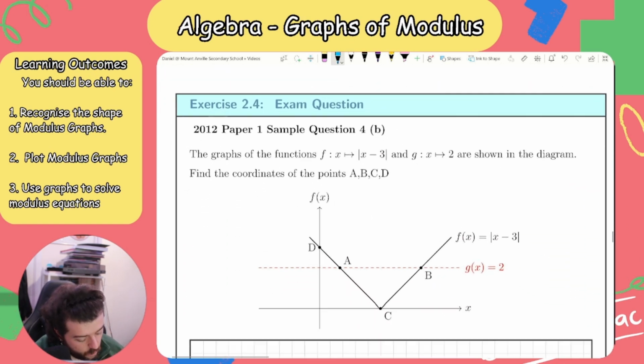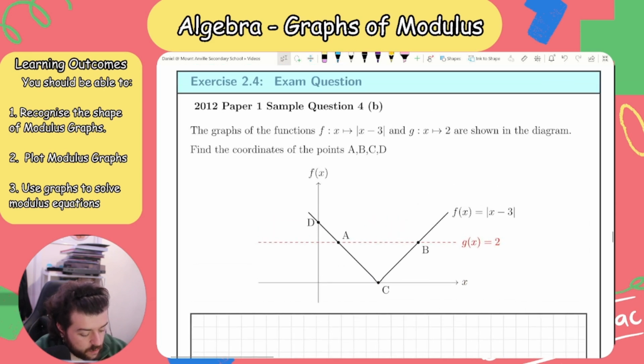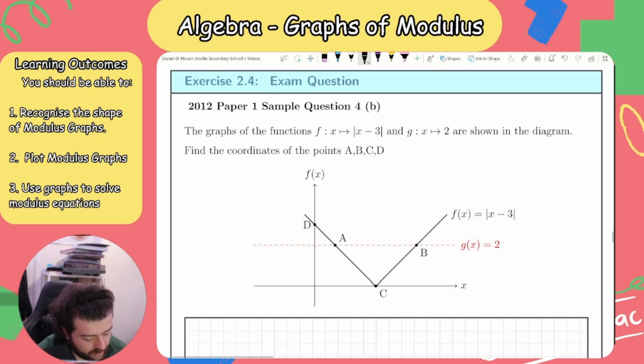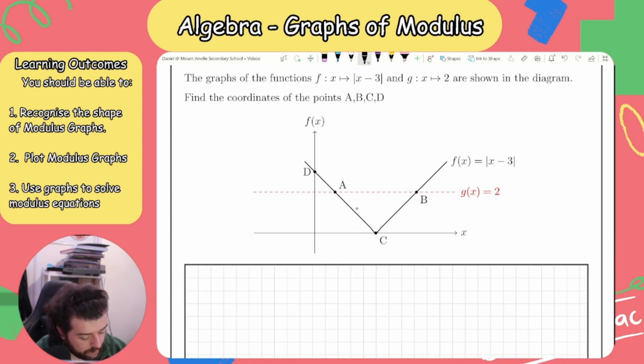Finally, let's look at one exam question I managed to find here. So this is from the 2012 sample paper. Not even the actual paper, a sample paper. So the graph of the function f of x equals x minus the modulus of x minus 3, and g of x equals 2 are shown on the diagram. Find the coordinates of A, B, C, and D. So I need to find A, B, C, D.